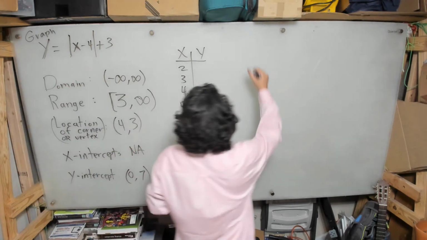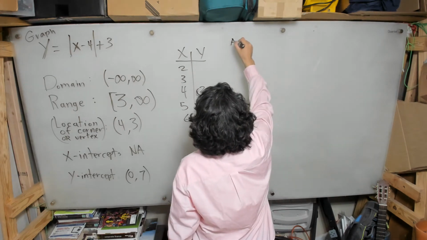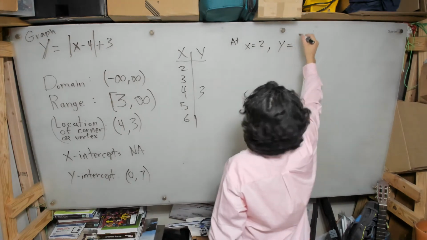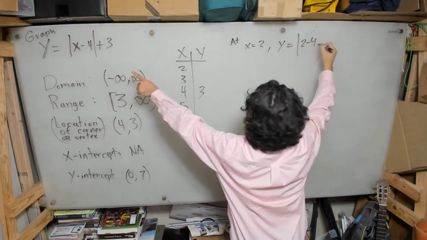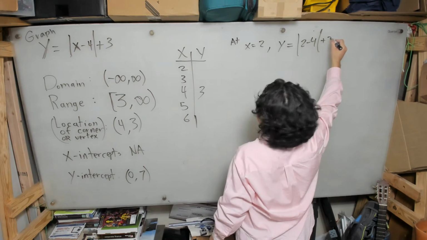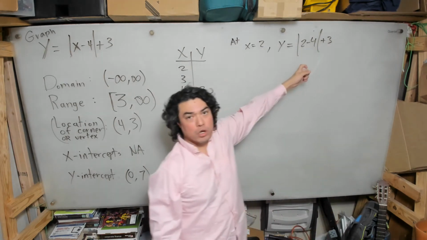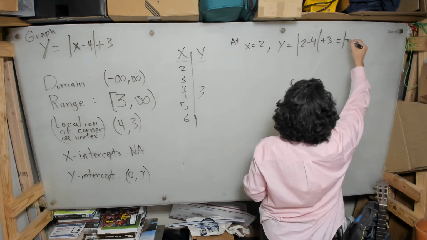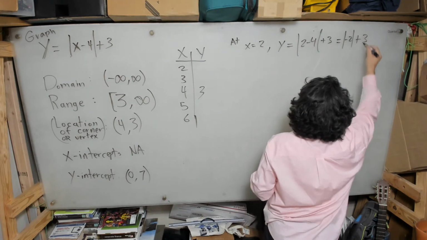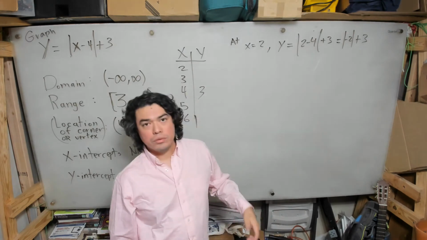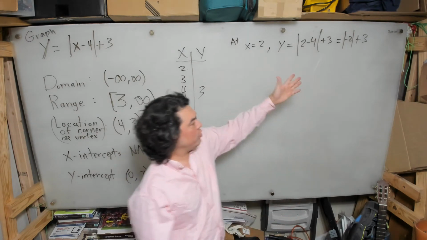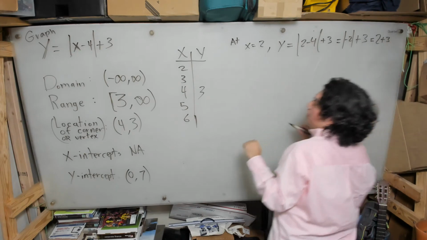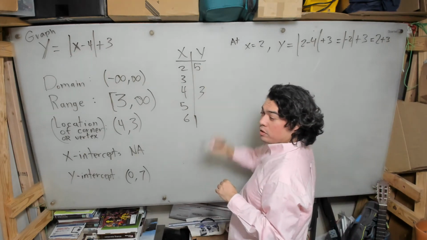Okay? So at x equals 2, the y will equal the absolute value of 2 minus 4, plus 3. What is 2 minus 4? That's negative 2. So this will be the absolute value of negative 2 plus 3. What is the absolute value of negative 2? Positive 2. So let me write that down. Positive 2 plus 3, or in other words, 5. So I'm going to put that in here, okay?